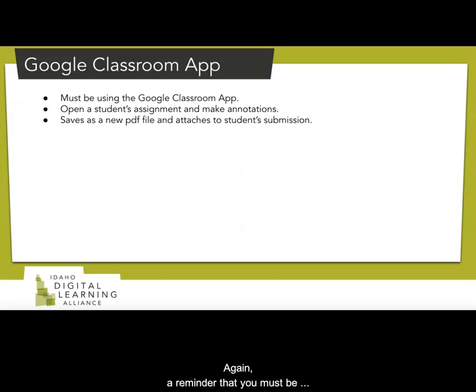Again, a reminder that you must be using the Google Classroom app in order for this to work. If you're using the desktop version of Google Classroom, you won't have this tool available. You just have to open the student's assignment, make the annotations, and then it will save in a new PDF file and it will attach to the student's submission. From there, they'll be able to open it and see your grading comments.